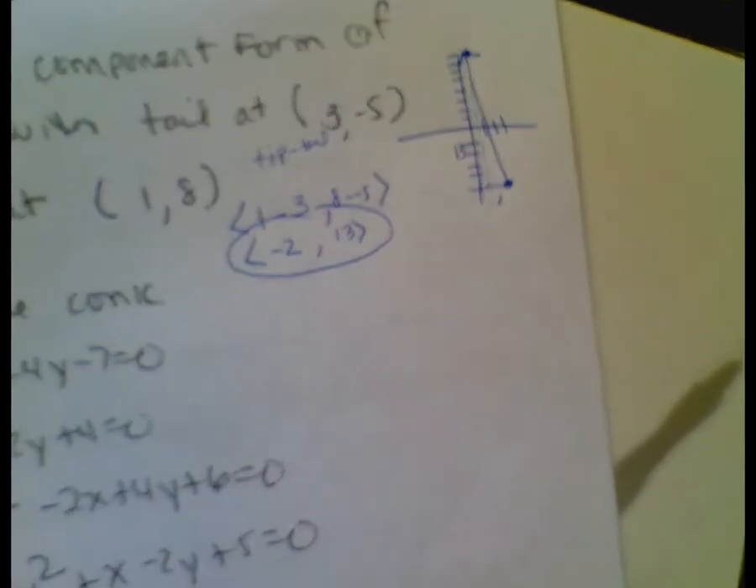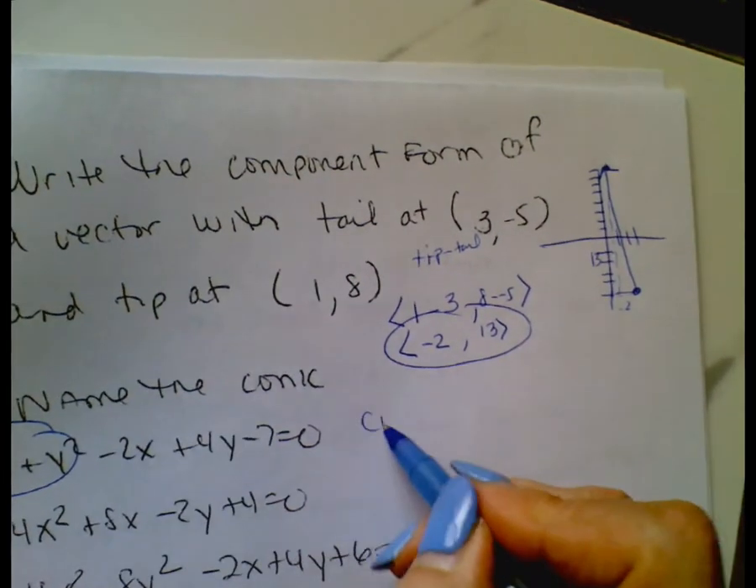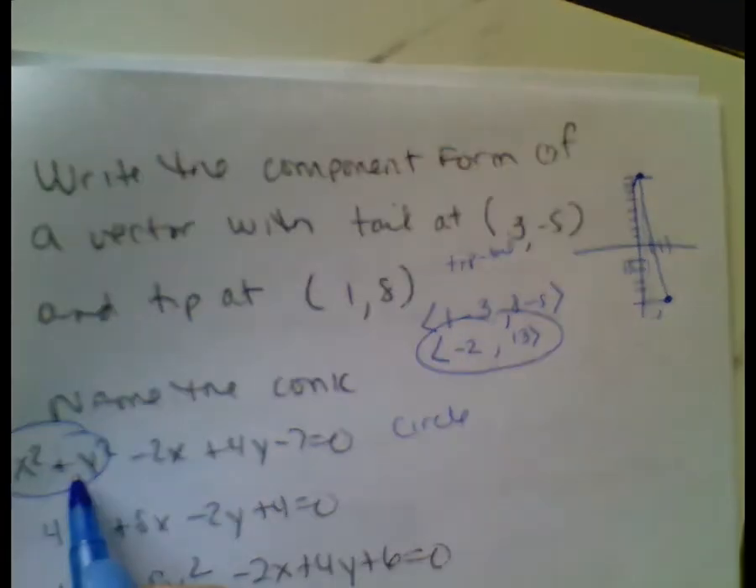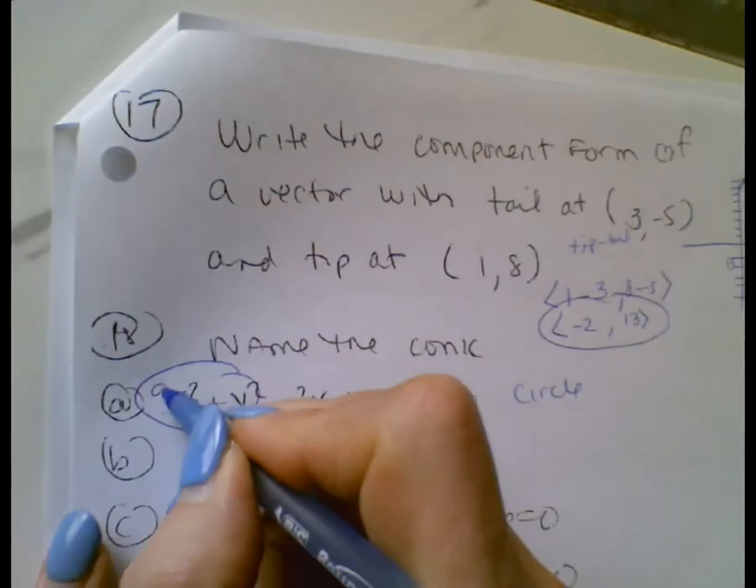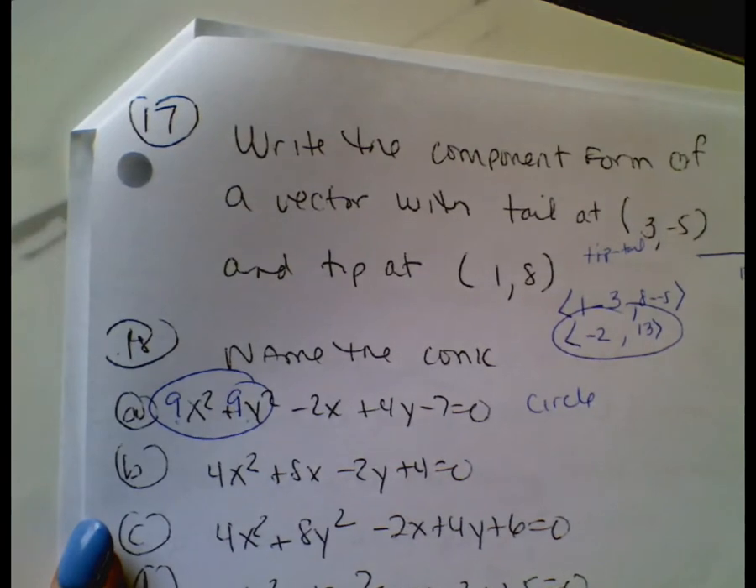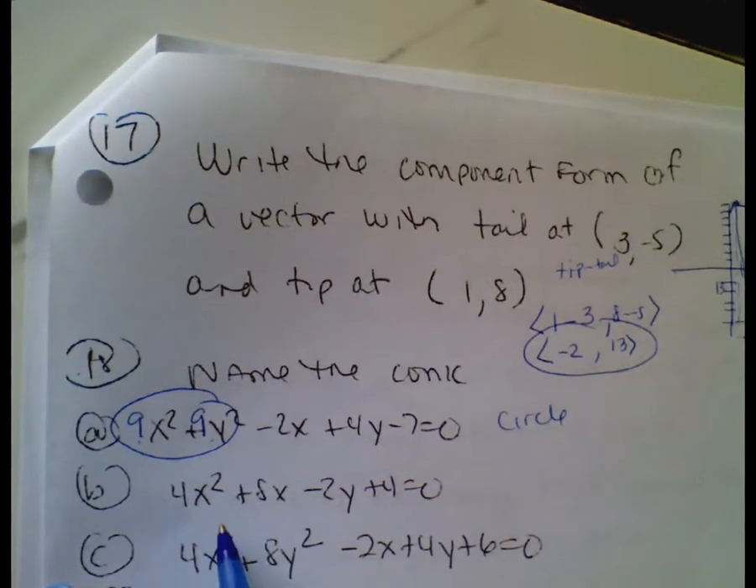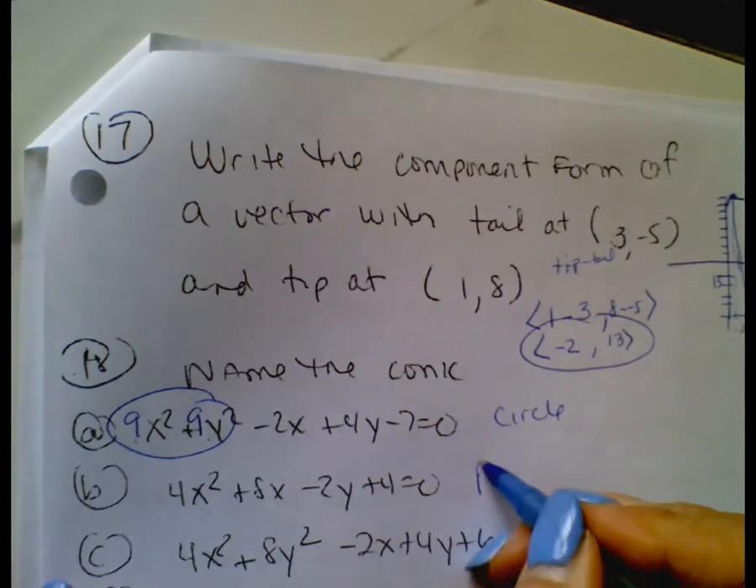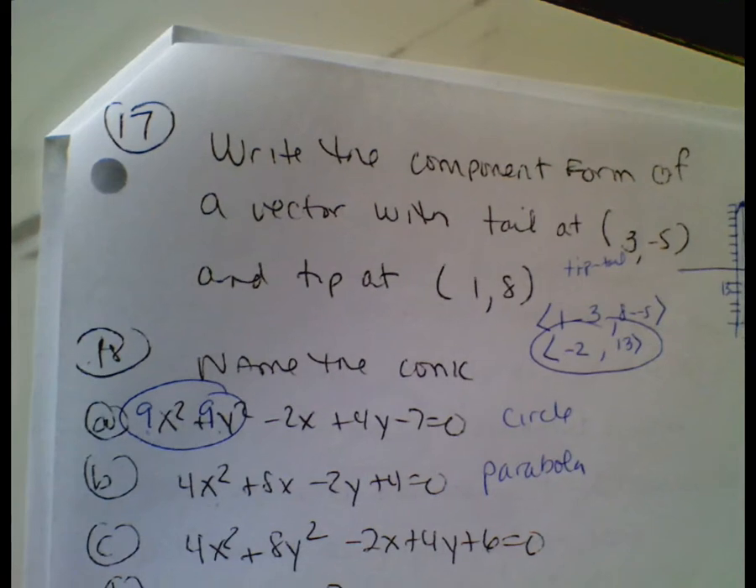So what is the name of this conic in 18? It is a circle because the coefficients of x squared and y squared are the same. Okay, if I put a 9 here and a 9 here, it's still a circle. So those numbers are the same, it is a circle. Now on this one, there's only one square term. That's a parabola. One square term means one side of it's open.